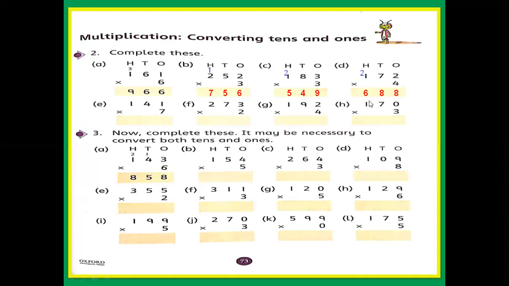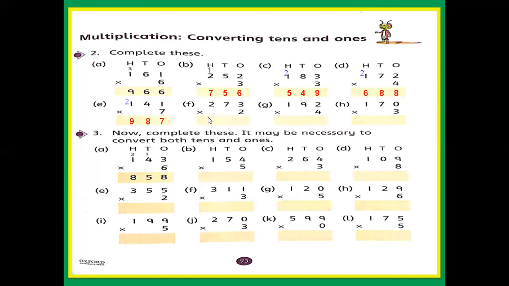So what is the answer? 688. E part, 141 multiply 7. So 7 ones are 7. 7 fours are 28. You write 8 here and 2 carry will go to add into 100. 7 ones are 7 plus 2, 9. Okay, so the answer is 987.